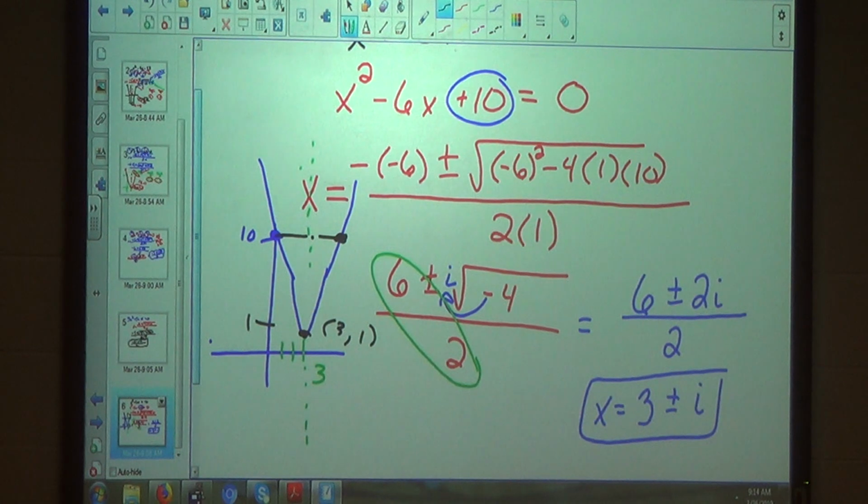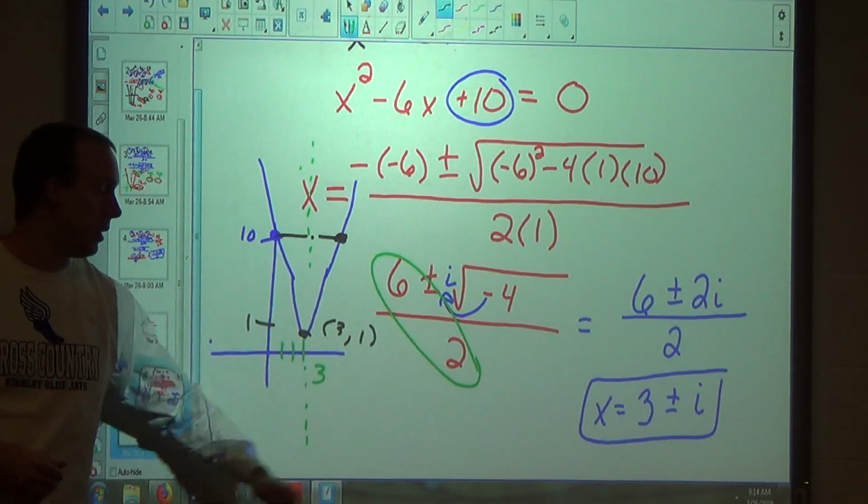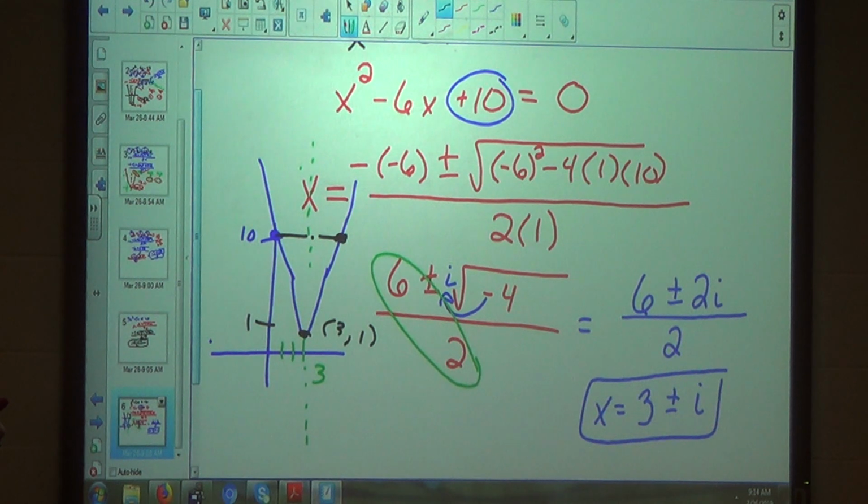Yeah. So you see how sometimes with the quadratic formula, you could actually graph it pretty nicely using that information here too. So you can do that extra stuff. Okay?